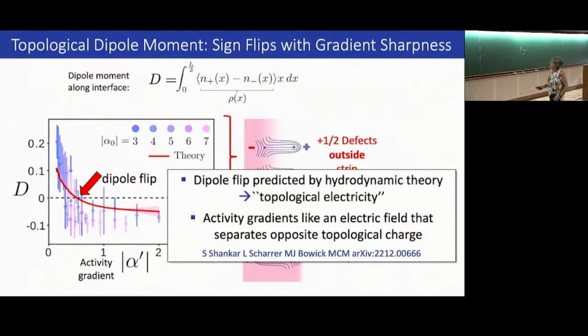This theory can actually predict this dipole flip, which is given by this red line over here. So in a sense, you can say that activity gradients act like an electric field that can separate defects of opposite topological charge, and you can imagine using this for something.